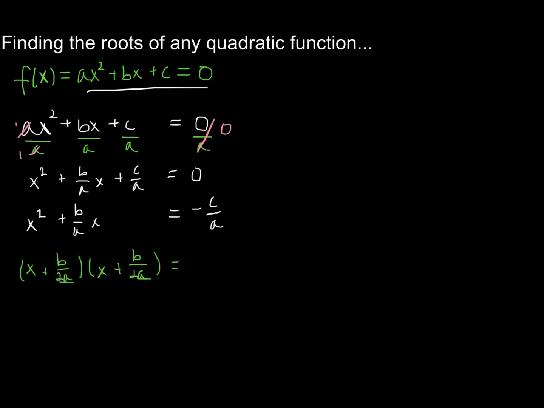Okay? And since this missing piece is b over 2a, when we multiply b over 2a times b over 2a, we're going to get b over 2a squared, right? Something times itself is that something squared. So the missing piece that we'll have to add to both sides of our equation is b over 2a squared.